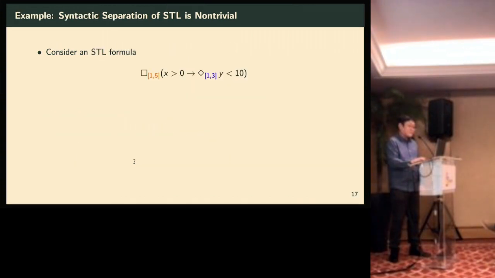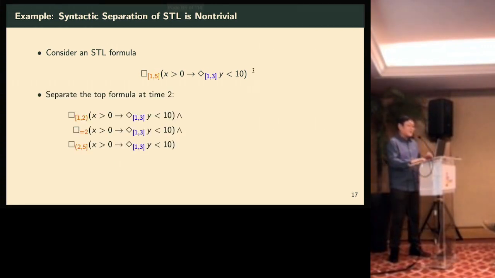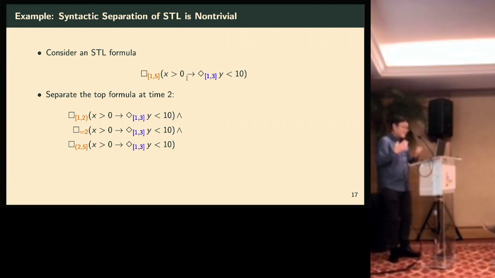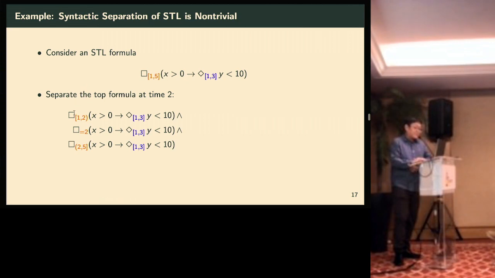Okay, so it's a more concrete example. Suppose that we have this formula again. Now suppose that we want to separate the top formula only at time 2. Then actually, as I mentioned, separation can be done, and in this case it can be done very easily, right? From 1.1 to 2, this holds, because we want to separate at 2. And then exactly at 2, this holds, and from 2 to 5, this holds, right? So looks okay, looks good.